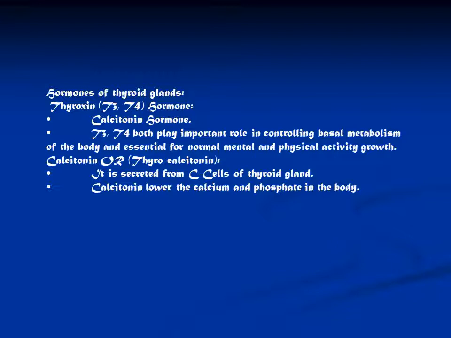Why is it known as thyrocalcitonin? Because it is secreted from the thyroid gland, therefore it is known as thyrocalcitonin. It is secreted from the C cells of the thyroid gland. Calcitonin lowers the calcium and phosphate level in the body.